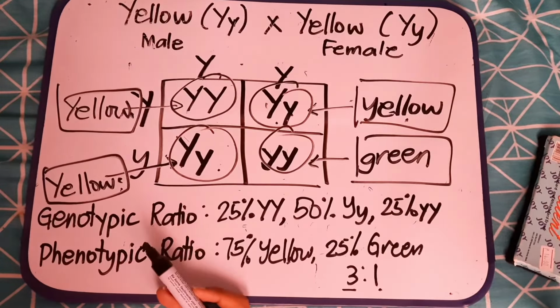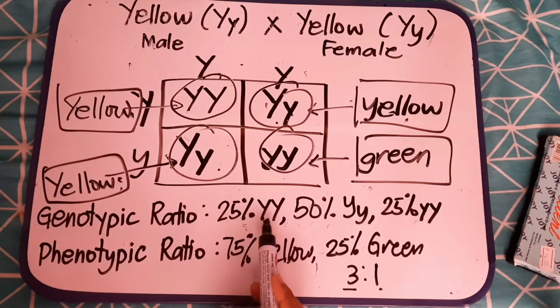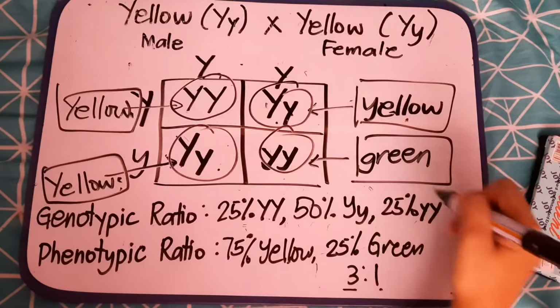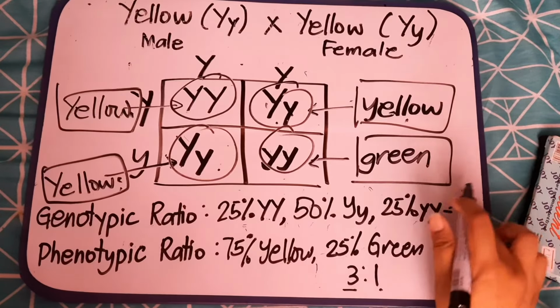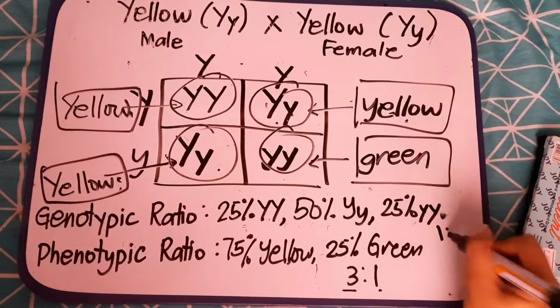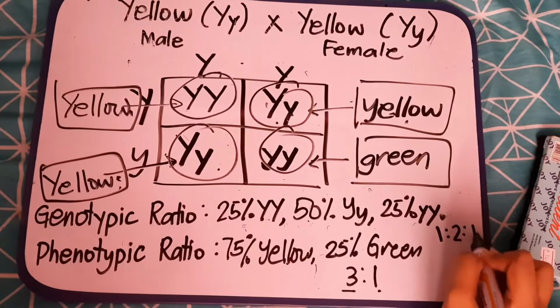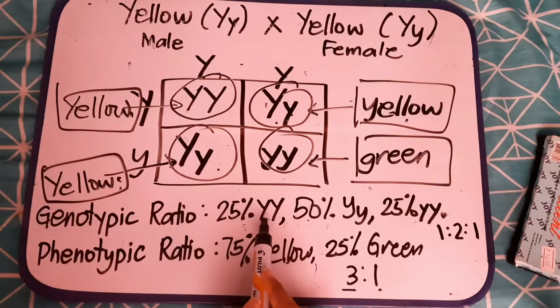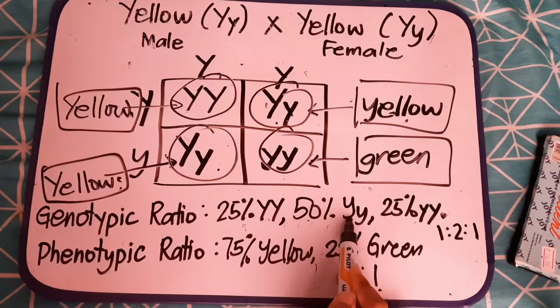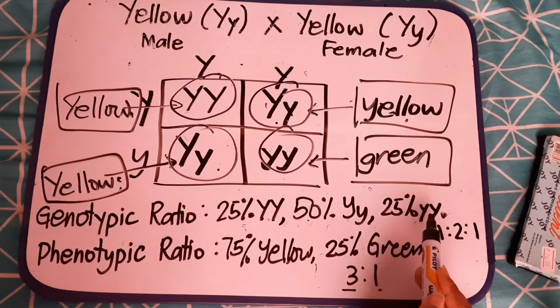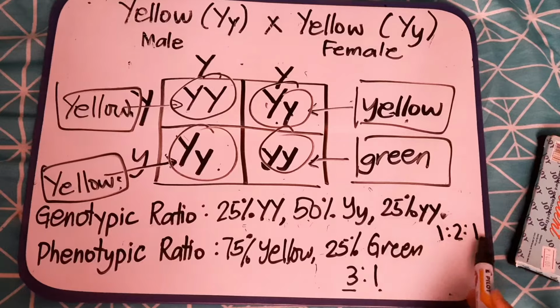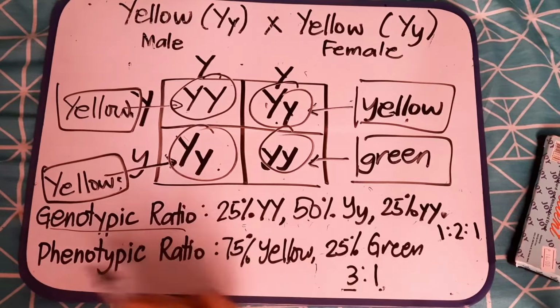Pagdating sa genotypic ratio, ilan ba ang homozygous dominant natin? Isa. So, we have 1. Saan ko ba isusulat? 1:2. Dalawa ang ating yellow. So, 1:2:1. Dahil isa ang ating homozygous dominant, dalawa ang heterozygous dominant, at isang homozygous recessive. Kaya 1:2:1 ang ating genotypic at 3:1 naman ang phenotypic ratio.